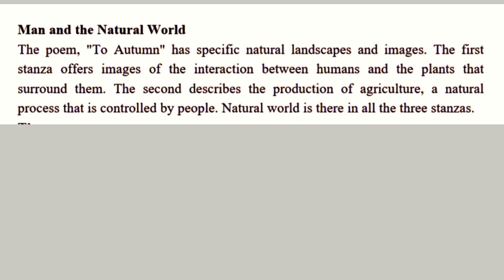The poem To Autumn has specific natural landscapes and images. The first stanza offers images of the interaction between humans and the plants that surround them. The second describes the production of agriculture and natural processes that are controlled by the people. The natural world is there in all the 3 stanzas.